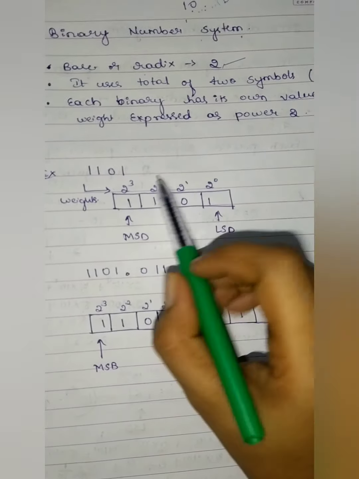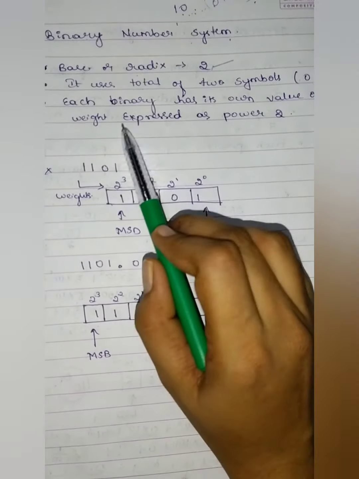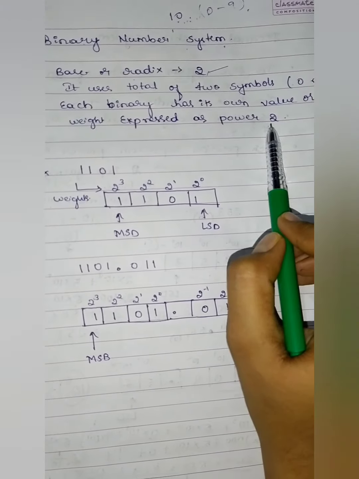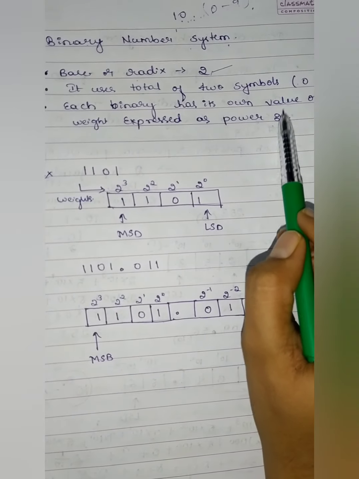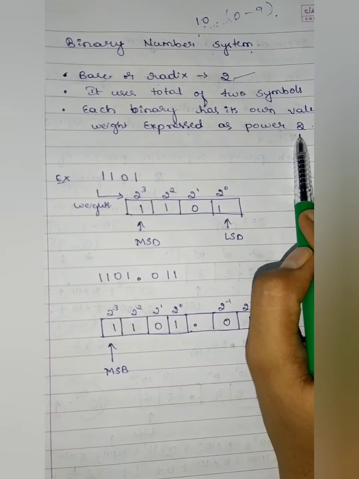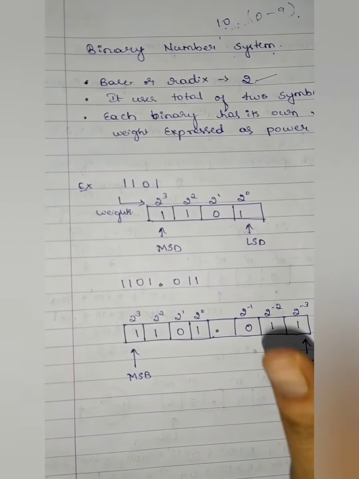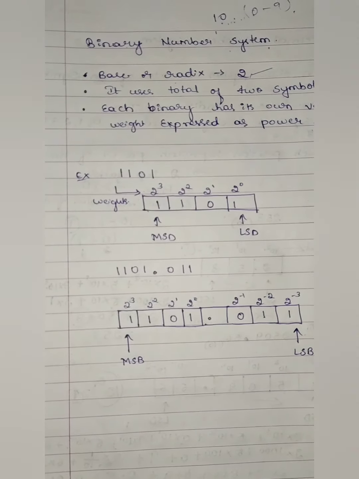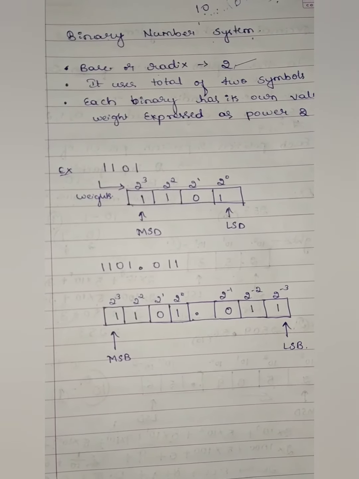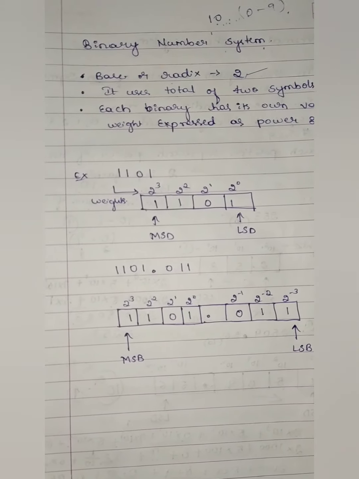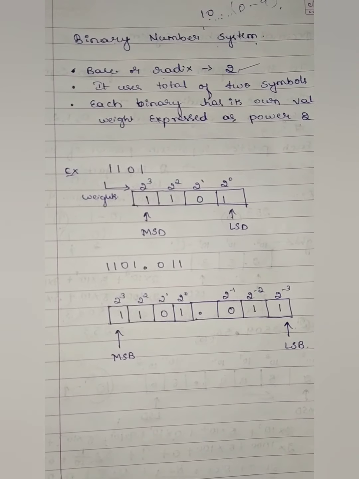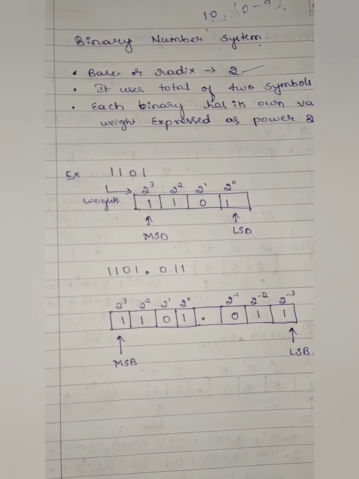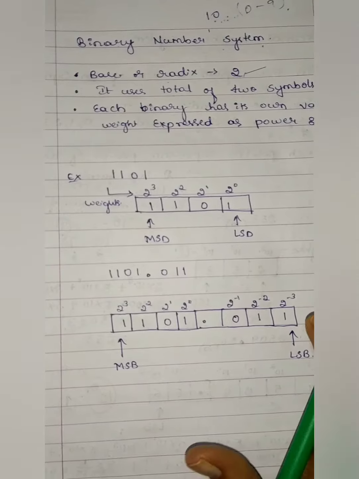Each binary digit has its own value or weight expressed as a power of 2. In binary we need to use powers of 2, in decimal powers of 10. So this system mainly uses a total of 2 symbols. The base of this number system is 2, and the symbols used are 0 and 1. Whatever the principle of the decimal number system, that also applies to the binary system.